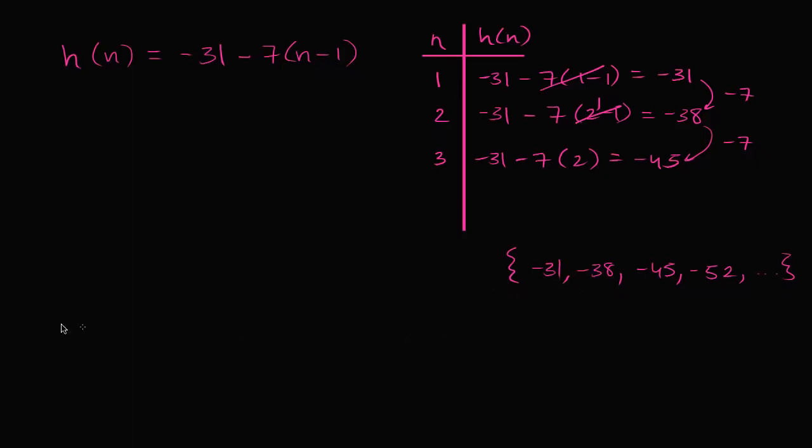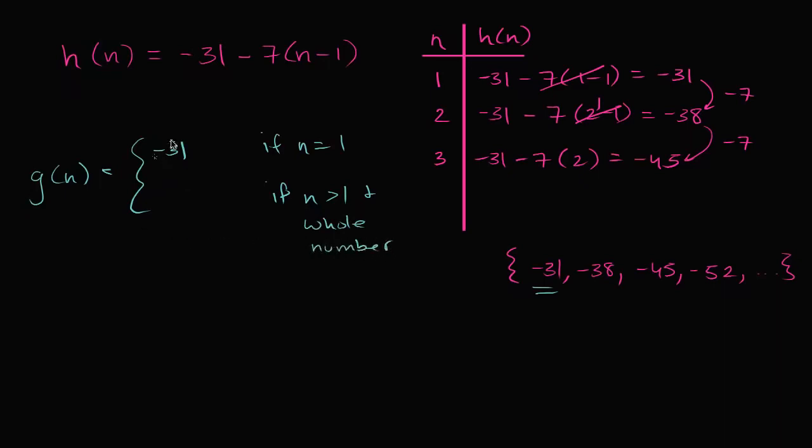All right, let's try to define it in terms of a recursive function. Let's just call that g of n. In some ways a recursive function is easier, because you could say, okay, look, the first term, if n is equal to 1, what's g of n going to be? It's going to be negative 31. And if n is greater than 1 and a whole number, so this is going to be defined for all positive integers, well, it's just going to be the previous term, so g of n minus 1 minus 7.